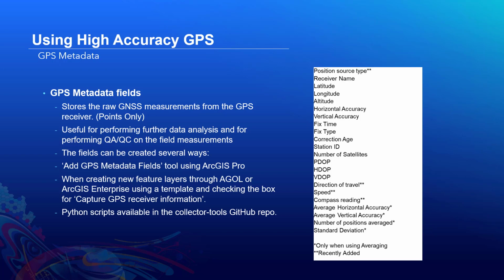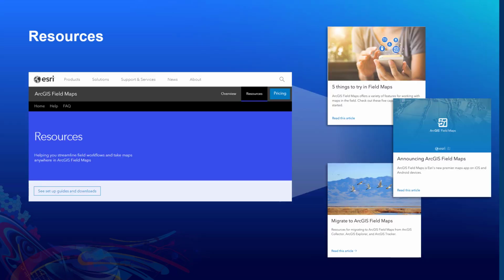And lastly, we have a GitHub repository called Collector Tools, as these fields were implemented with the Collector application, yet the fields still work for Field Maps. So even though the repo is called Collector Tools, it's still related to Field Maps. You can leverage the tools in that repository as well to help create these fields in your point attribute table. Lastly, we wanted to share some additional resources.